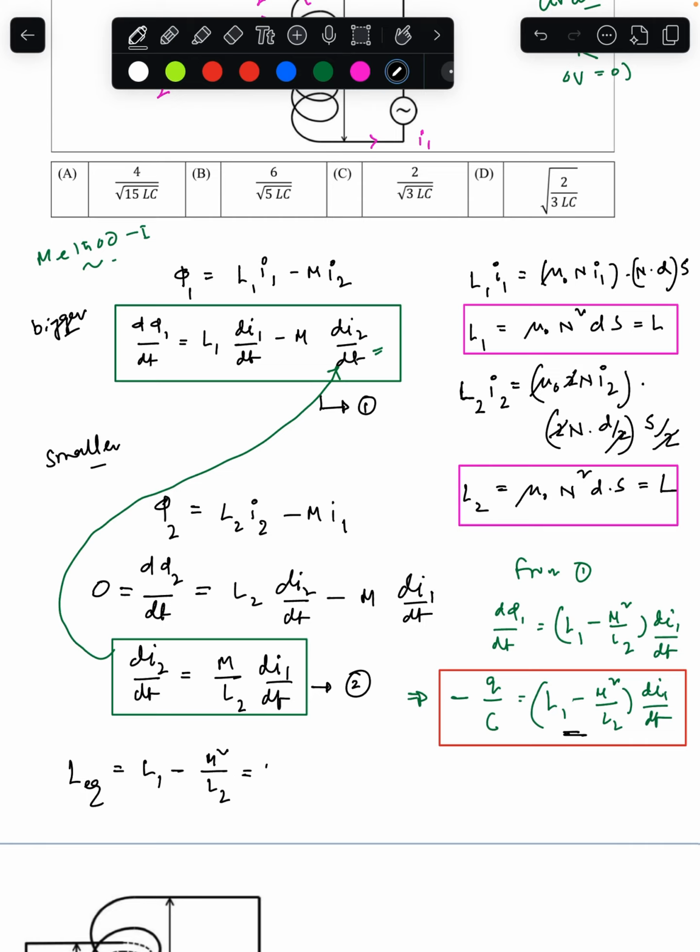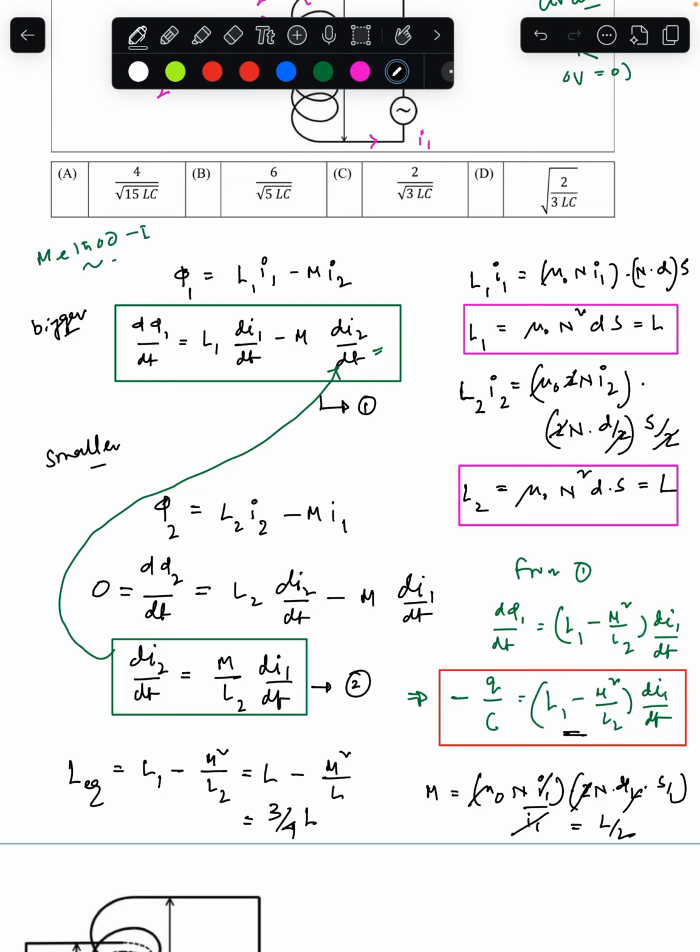L1 we already got L, minus m square. L2 also we got L. Now calculation of m is easier. We can do mu naught n into I1, that is the magnetic field. I have to calculate through the smaller one. So 2n into d by 2 into s by 2 whole divided by I1. So I1 cancels. These two cancel. 1, 2 is surviving. So it is coming L by 2. So if I replace this, this is becoming 3/4 of L.